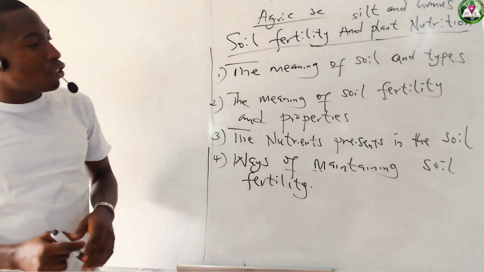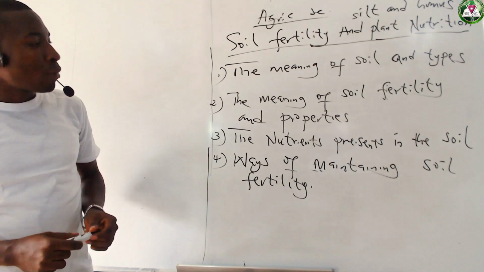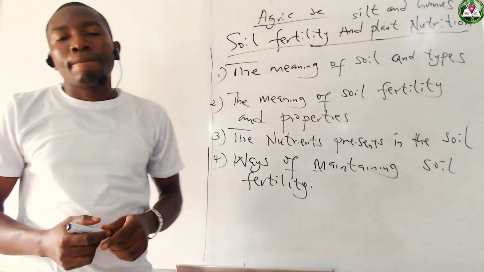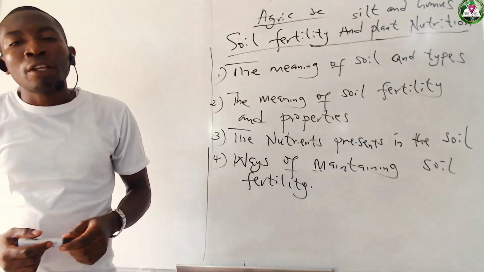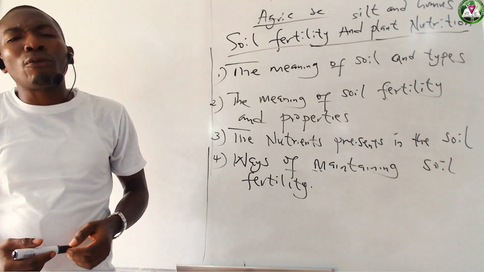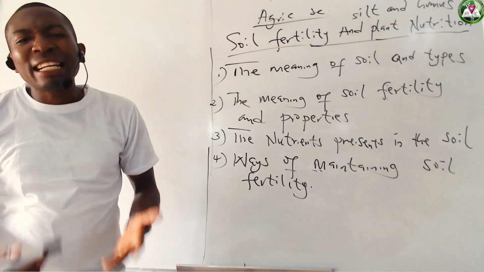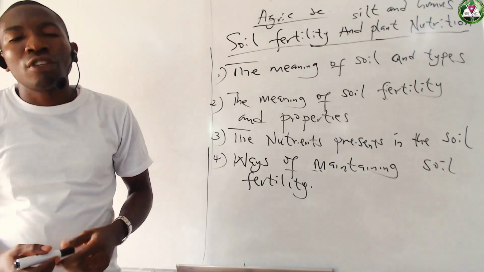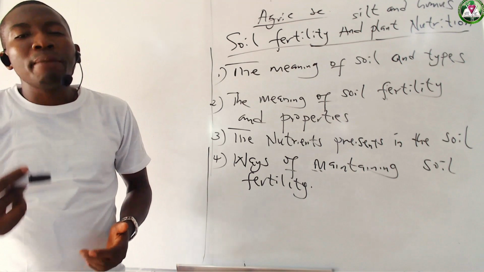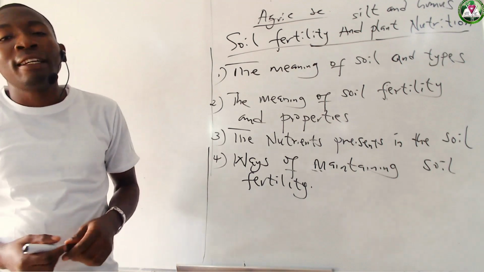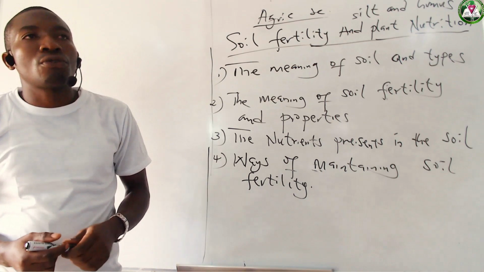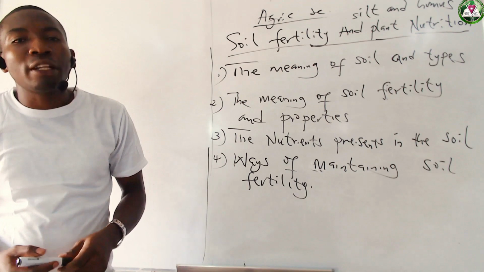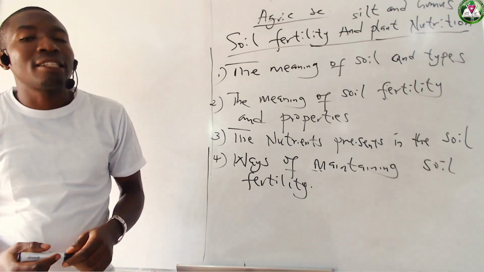Now let me quickly go over to the second highlight of the topic, where I'll be laying much emphasis, and that is soil fertility. You may ask, what is soil fertility? Soil fertility is the amount of nutrients present in the soil that is sufficient for plant growth. Soil fertility simply means the amount of nutrients present in the soil that will be sufficient for plant growth.